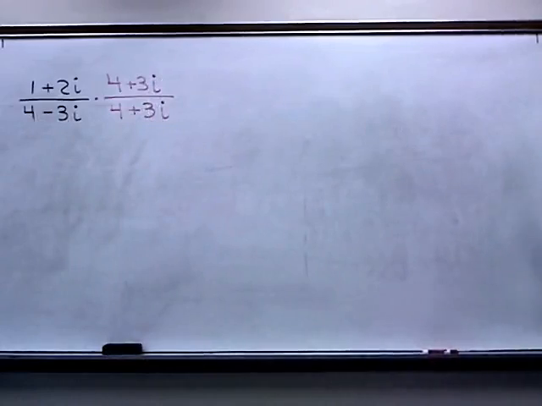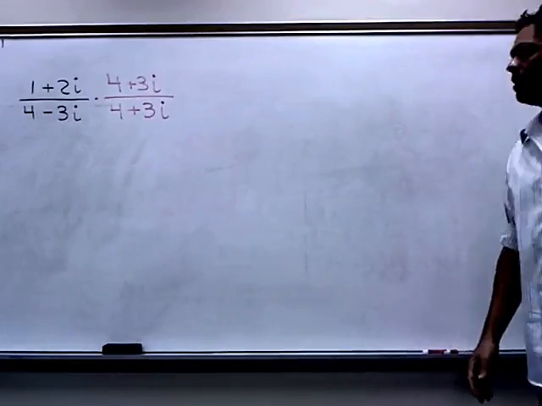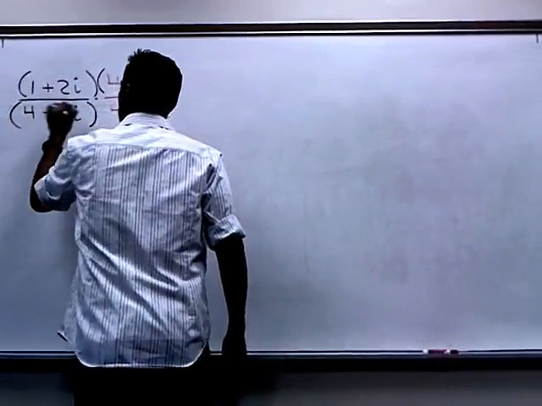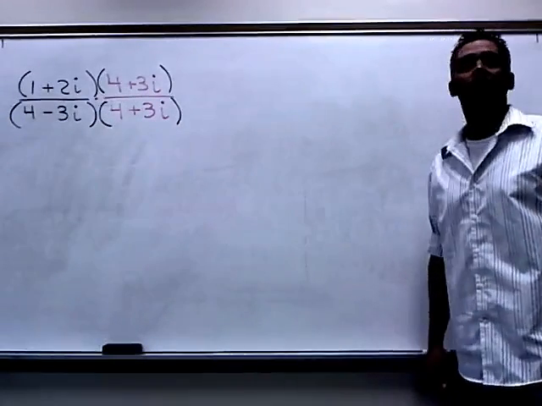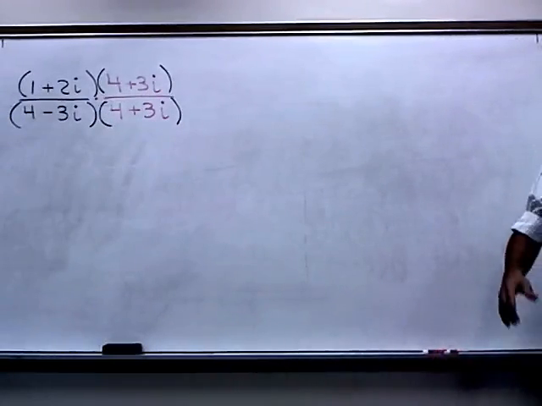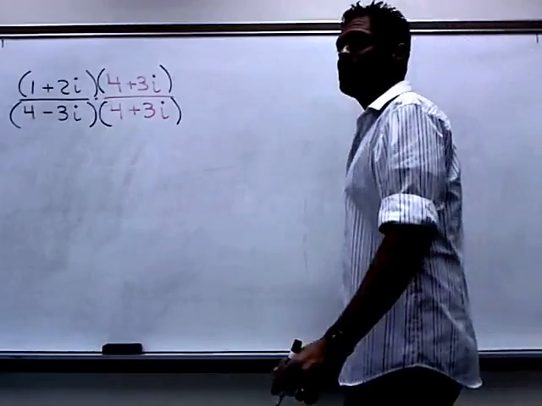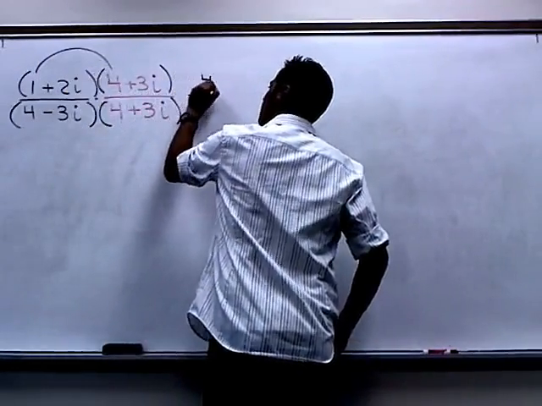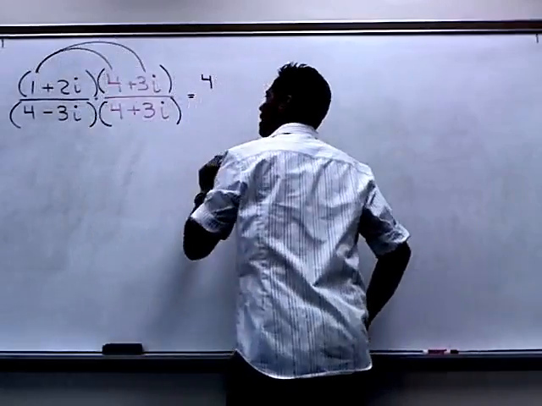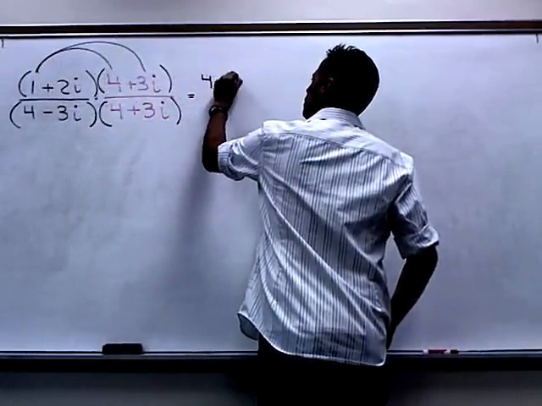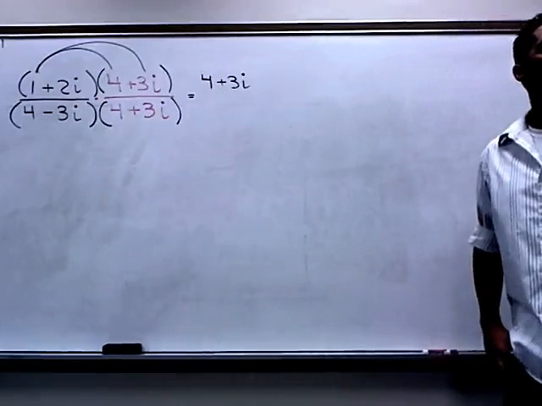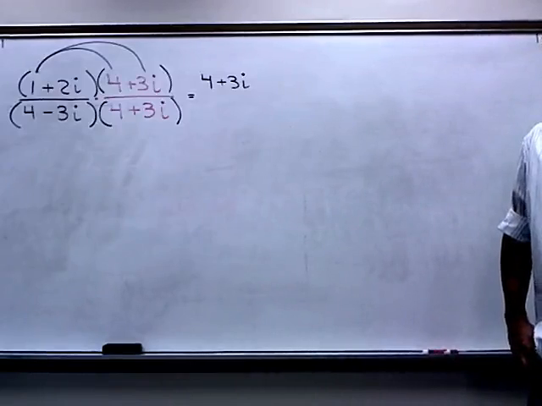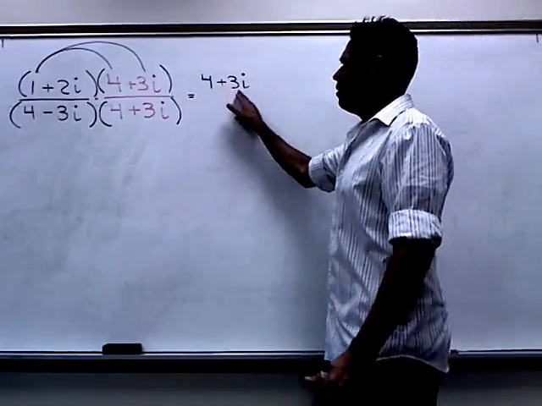Now, you might be saying, okay, why is that going to do anything? Well, let's see what happens. Now, you have to realize that the multiplication on the top and bottom is going to require foiling out. So it's going to be a lot of multiplications. Let's do the top first. What's 1 times 4? 4. What's 1 times 3i? 3i. 1 times anything is itself.